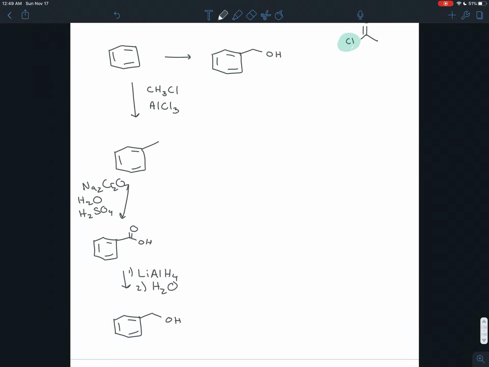Or you can think about this as a sort of substitution reaction. You could put a good leaving group on there using N-bromosuccinimide and light. That adds a bromine onto the benzylic position, and then you can treat that with an OH nucleophile. And you do an SN2 reaction and get that same product.